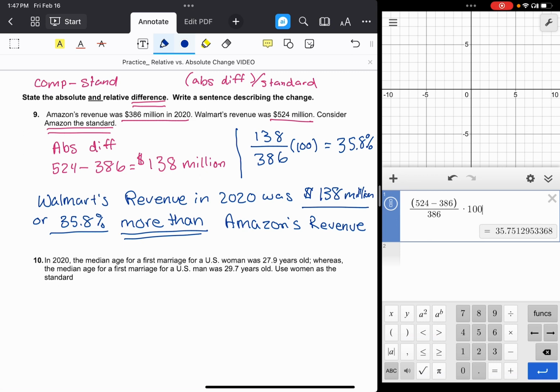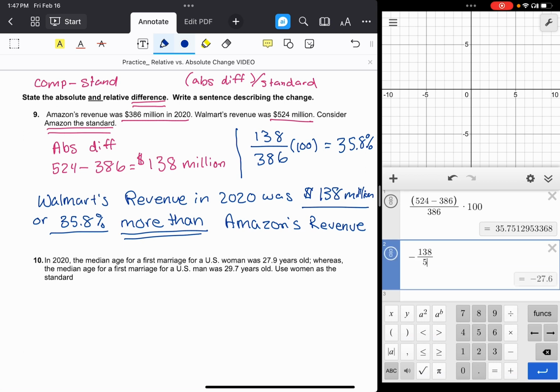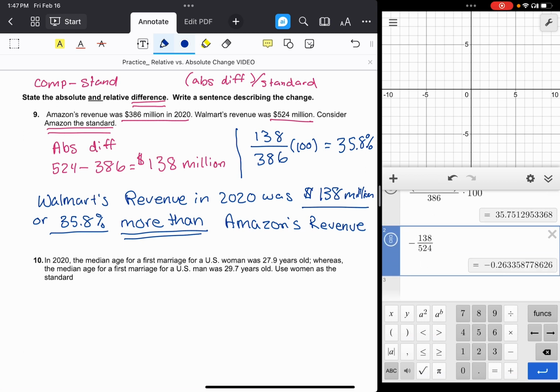No, I can't. Because if I had switched what the standard was, I would actually get a totally different percent change. So just to give you a sense, yes, it would only be a negative 100 and negative 38 would now be my absolute. But if I had made Walmart my standard, I would actually find that Amazon's revenue was 26.3% less than Walmart's revenue.